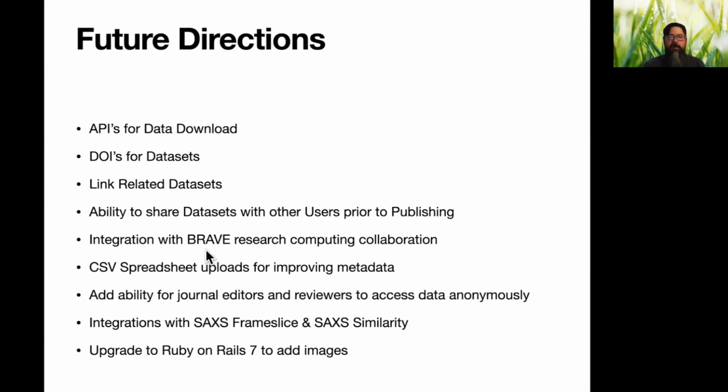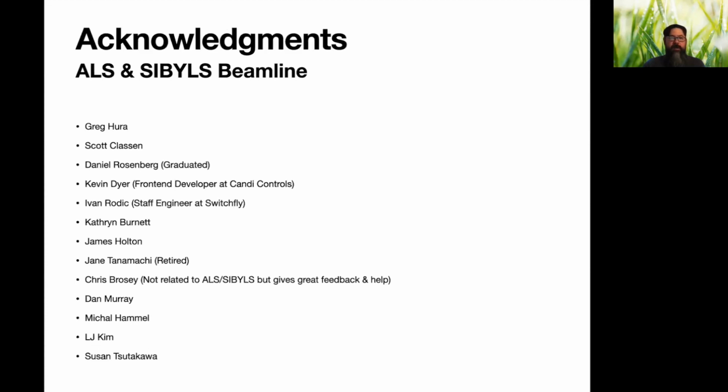And then again, we're going to be tying this in with research computing to start pumping in even more data, and maybe also to fetch it out. We're going to start using spreadsheets for uploads to improve the metadata that comes along with it. And then one of the journal editors suggested a way to access data anonymously. Greg wants me to integrate some Sax frame slice and Sax similarity, so I've been working on that through my new Flask backend. And then also we're going to be upgrading to Ruby on Rails 7, currently 6, to add images. Right, so that's basically about it.